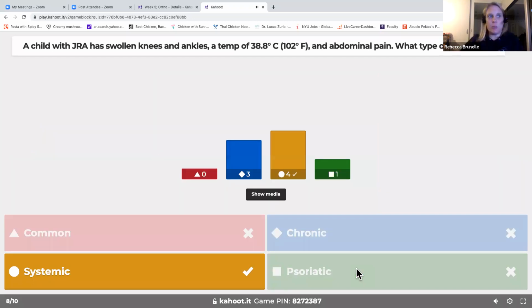Yeah, so this is the one when you have the fever and the abdominal pain. Anything that's systemic is full body, thinking about not just the joints, but something else going on. So systemic is also called acute febrile.